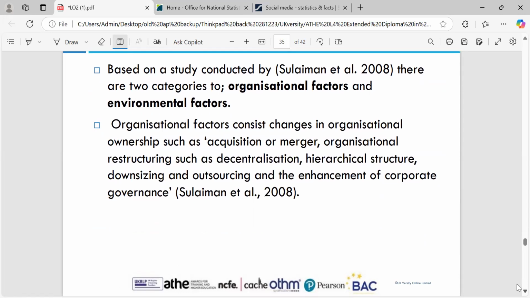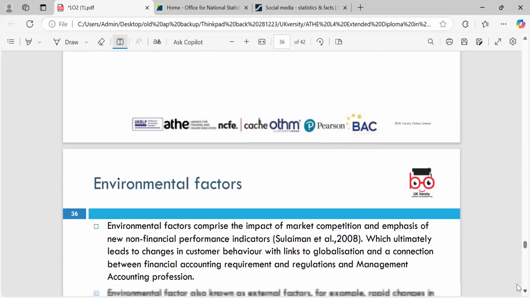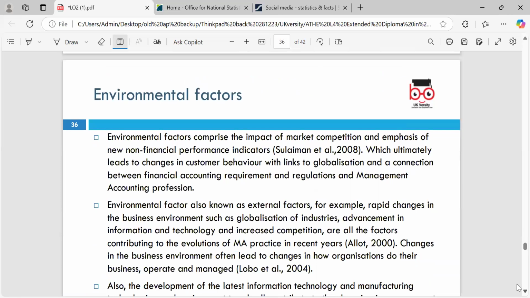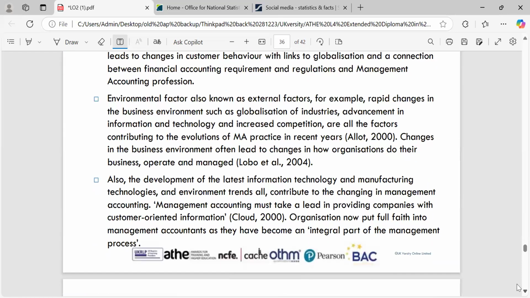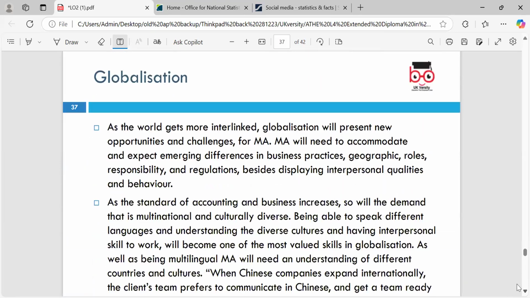These consist of transactional organizational ownership changes such as acquisitions, mergers, decentralization, hierarchy structure, downsizing and right-sizing. We have to look around the environmental factors. These have a huge impact, and are known as external factors, with rapid changes in mergers and acquisition practices. We have to look at the latest developments in information systems and manufacturing, at company changes, and at the faith we put into management accounting.